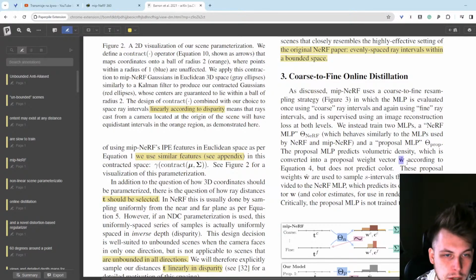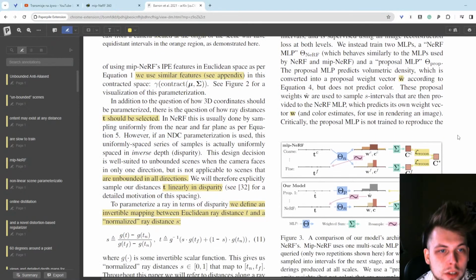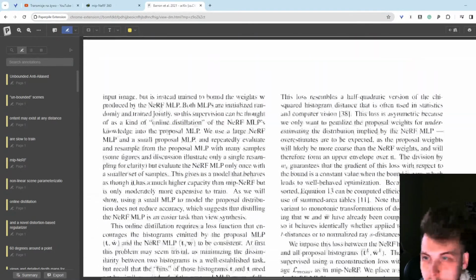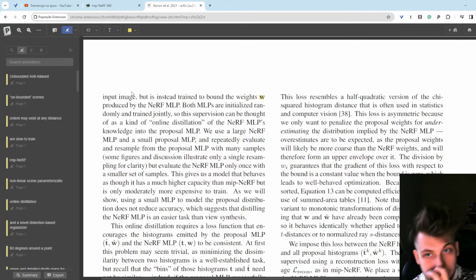So this is our approximated, and this is our correct density for each interval. Critically, the proposal MLP is not trying to reproduce the input image, but is instead trying to bound the weights W produced by the NeRF MLP, right? So this is the idea. We don't use reconstruction loss here for the image. We're just going to use some kind of distillation procedure.